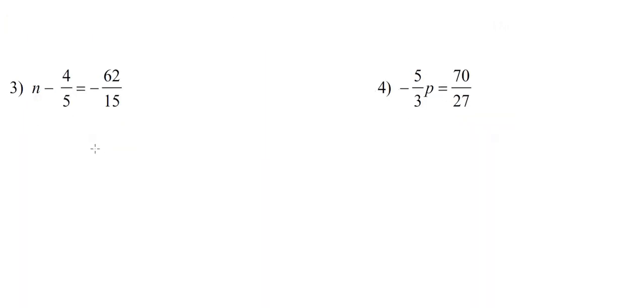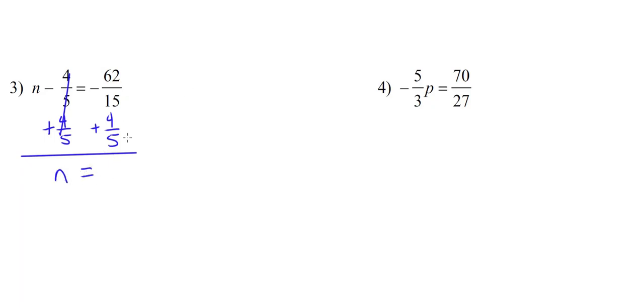All right, so let's take a look at number 3. We have n minus 4/5 equals negative 62 over 15. In order to isolate n, we need to get rid of this negative 4/5. So we're going to have to add 4/5 to both sides of this equation. Now on the left, the 4/5 cancel each other out, leaving us with n.